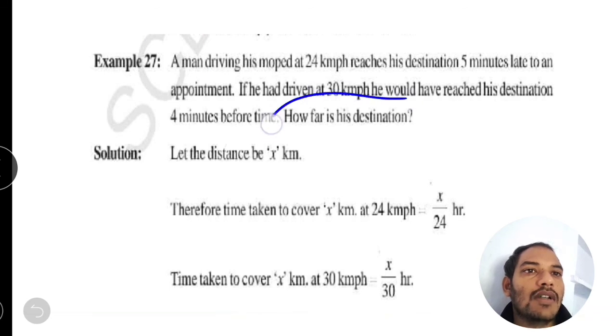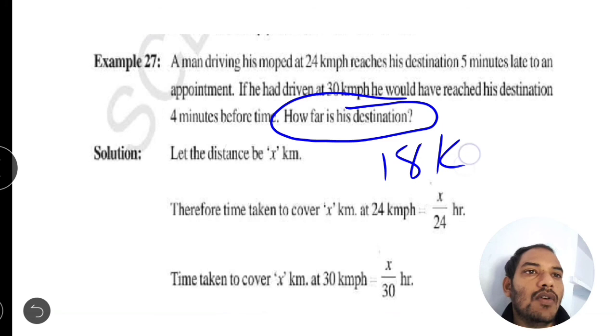So how far is his destination? It is 18 kilometers.